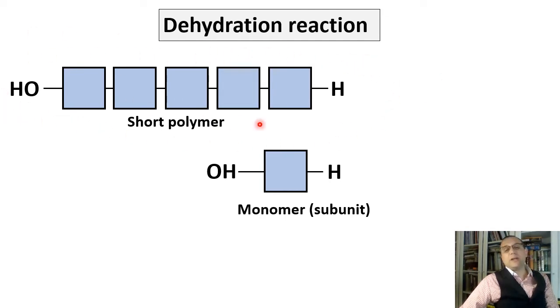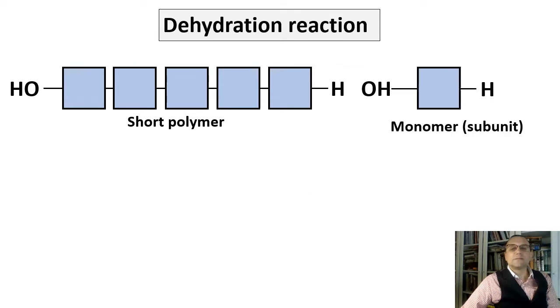Either it could be here carbohydrate or protein. So how do we make this longer? We will need a monomer subunit to attach to this short polymer. If this is a protein, the monomer would be amino acid. If this is a carbohydrate, the monomer is going to be a simple sugar. So we bring our monomer closer to the short polymer.